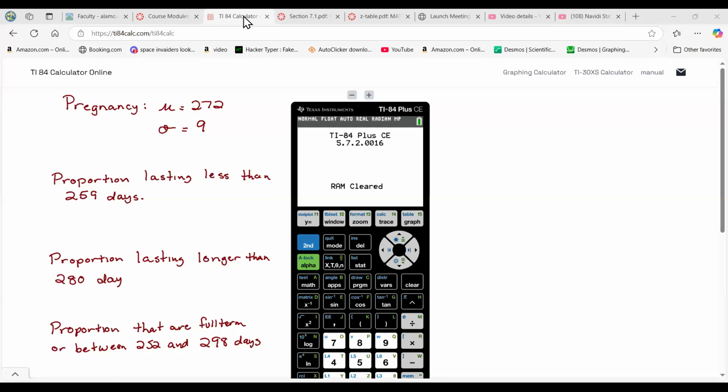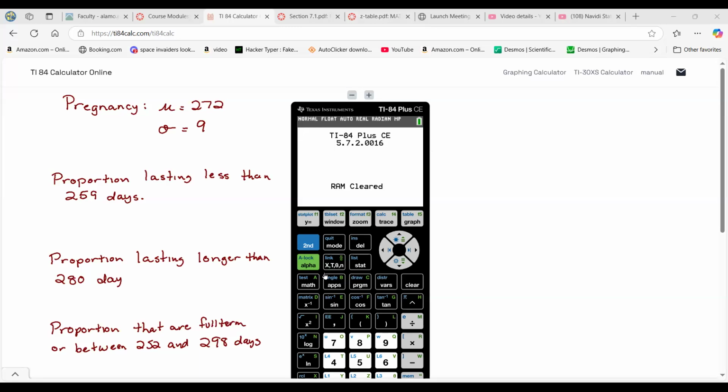If you remember, we had these questions earlier. We were talking about how lengths of pregnancies are normally distributed with a mean of 272 with a standard deviation of 9. And we were asked, what was the proportion of pregnancies that lasted less than 259 days, lasted longer than 280 days, and the proportion that made it full term, which was between 252 and 289 days.